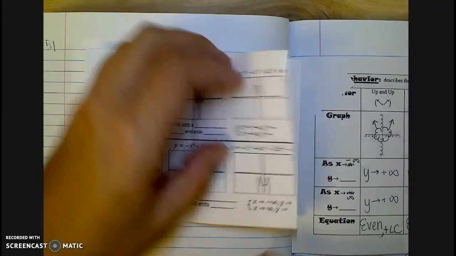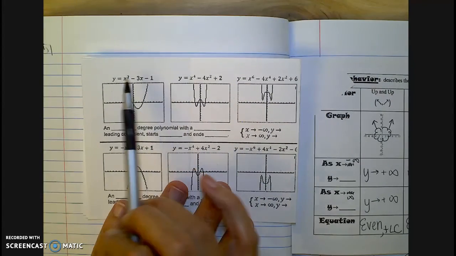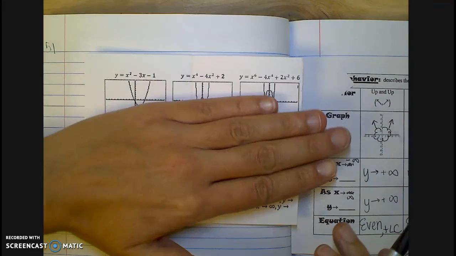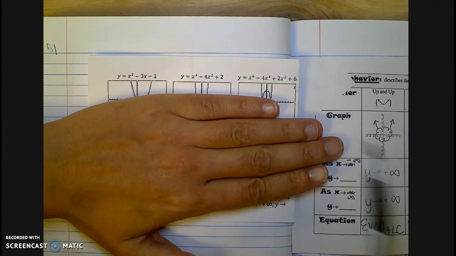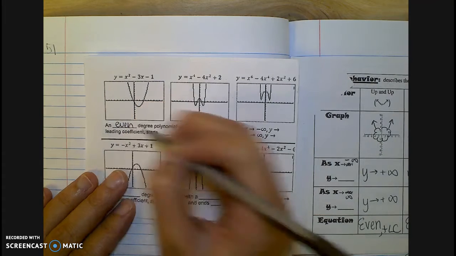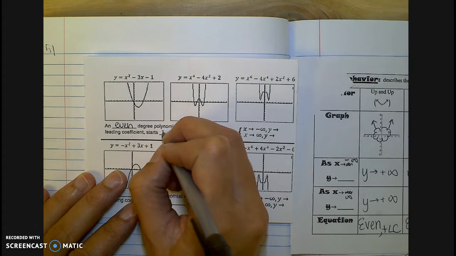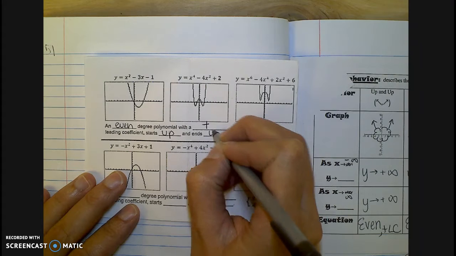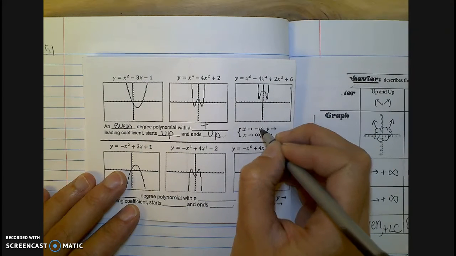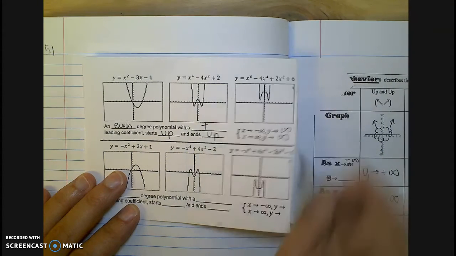Okay, if we work our way backwards, we have this top part, they're all even degrees. So again, if I'm ignoring all that stuff in the middle, they all kind of look like parabolas in general. Okay, so an even degree with a positive leading coefficient starts up and ends up. So again, negative infinity, positive infinity for x. Y's are both going up, so both positive infinity.